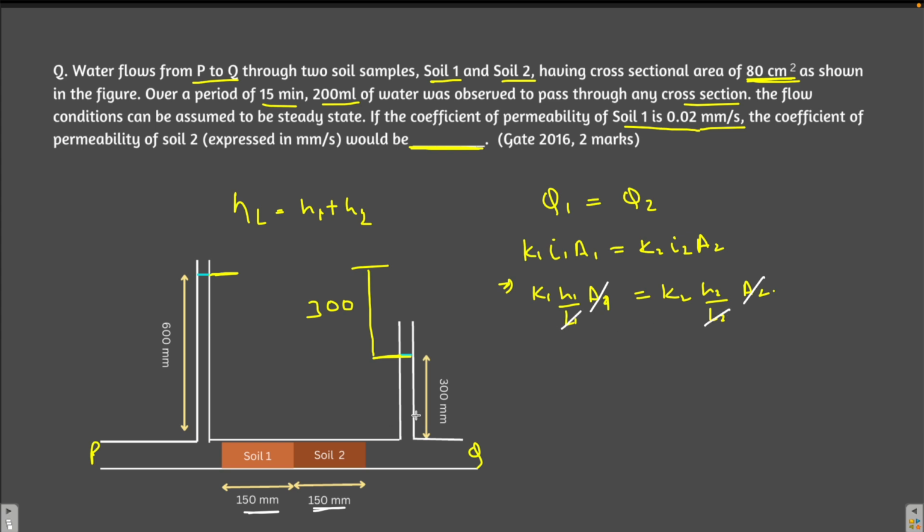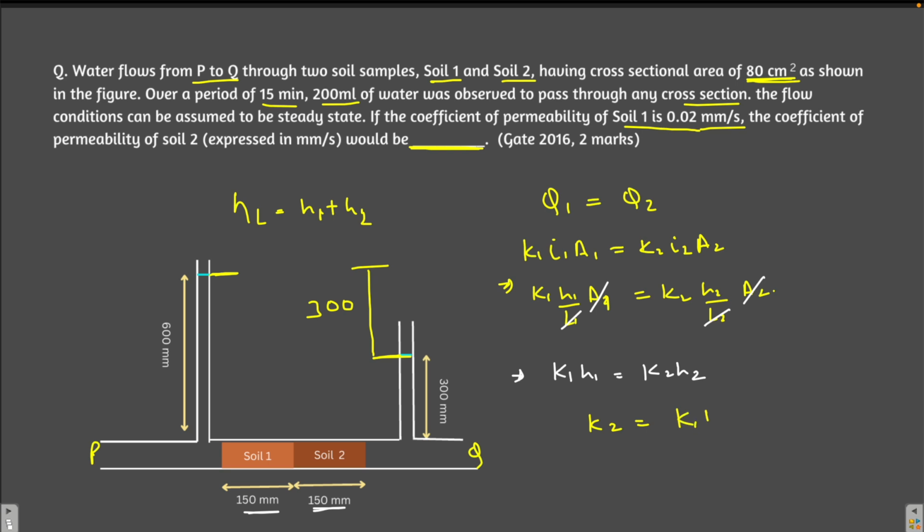Now there is a problem over here. We know that K1 H1 is equal to K2 H2. We are left with this. We know the value of K1, and we have to find the value of K2. But we do not know what H1 and H2 are. We only know H1 plus H2, right? So first of all, we have to find H1 or H2, either of them. Then only we can find the value of K2. K2 can be found using this equation, right?